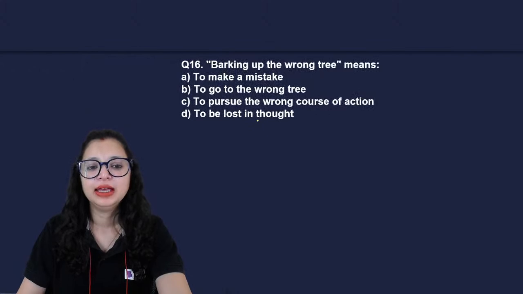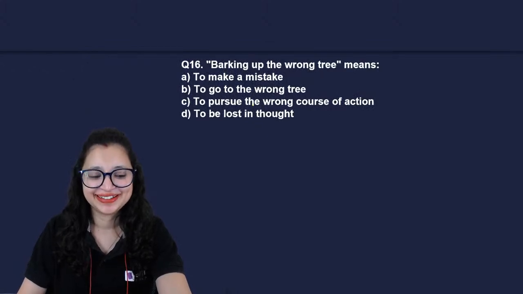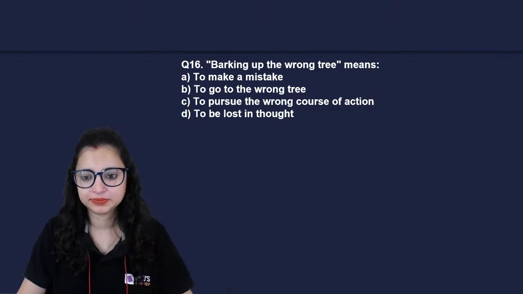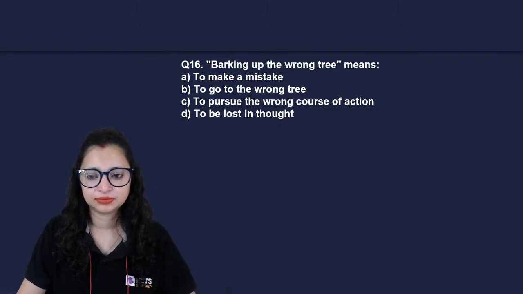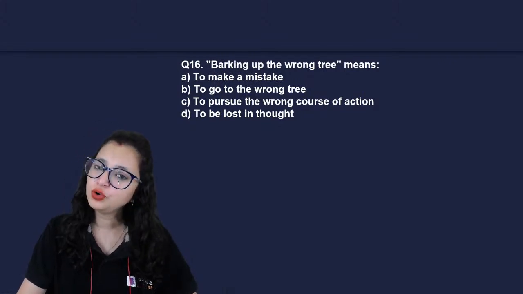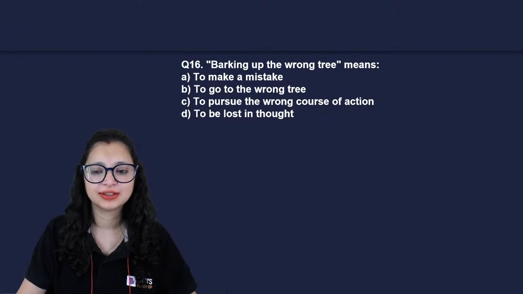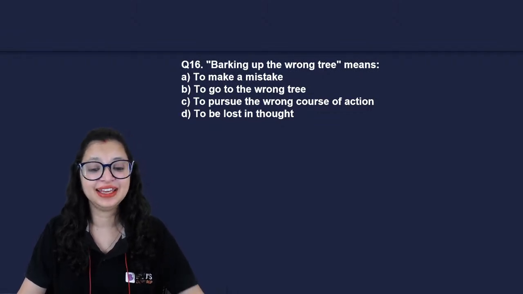Next question. Barking up the wrong tree. Meaning of the idiom, everyone. Barking up the wrong tree. To make a mistake, to go to the wrong tree, to pursue the wrong course of action, or to be lost in thought. That is correct. That is the C. Yes.